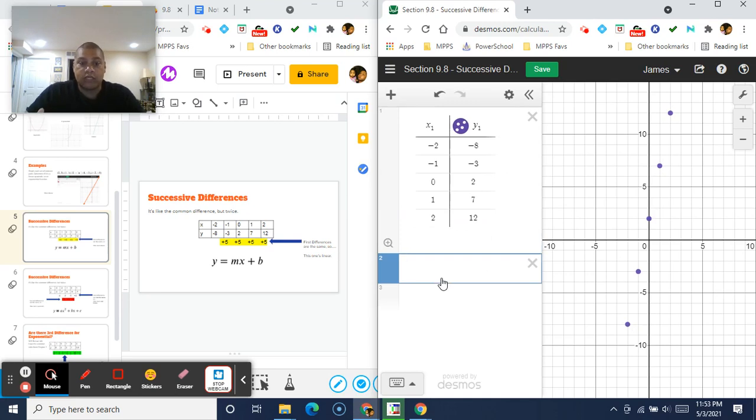So now I'm going to type in what's called a regression. We've actually used these before as well. I just haven't made you watch how they get created, but we're getting a little more advanced. It's time to actually learn how to use Desmos.